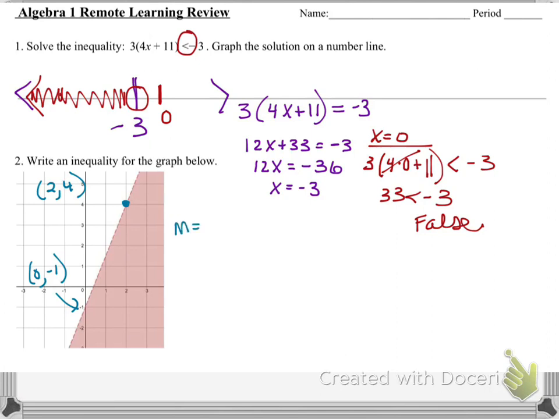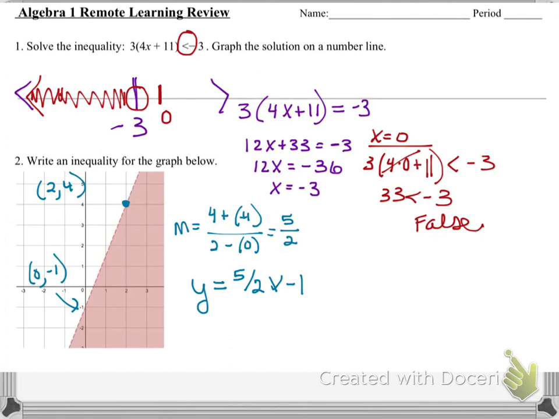The slope is equal to y2 minus y1 over x2 minus x1. And I'm seeing that that is 4 plus 1 is 5 over 2. Okay, there's my slope. And my y-intercept is already done for me. It's negative 1. So when I get my equation for my line here, it's y equals 5 halves x minus 1. But notice, we're talking about an inequality.